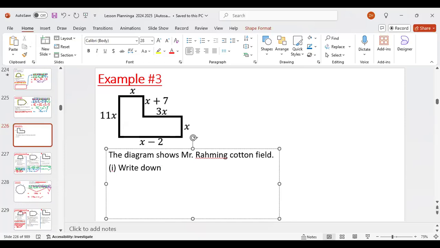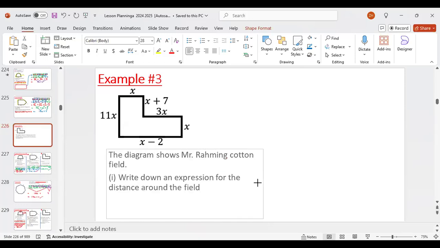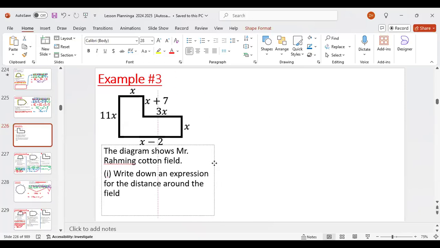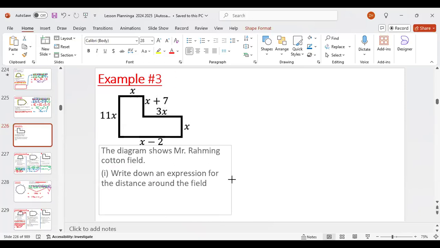Write down an expression for the distance around the field. Write this down for me inside of your books, and inside of the chat, I need you to put your answer for the expression for the distance around the field.